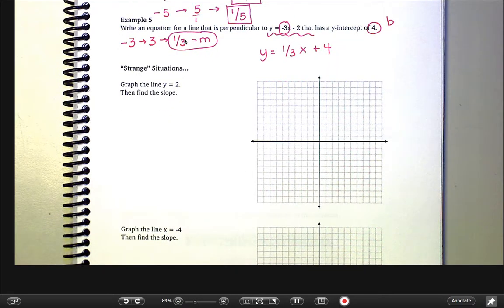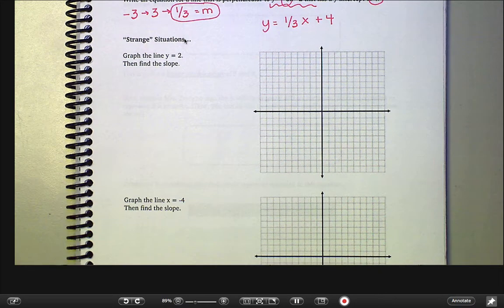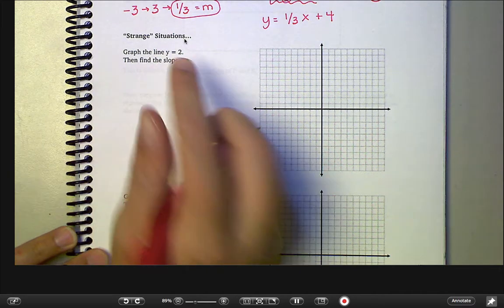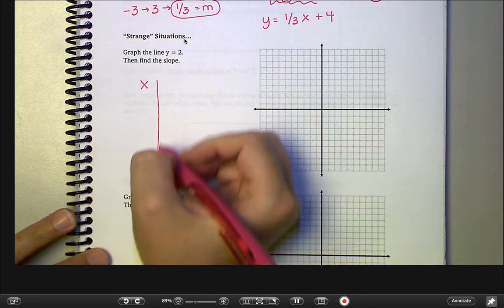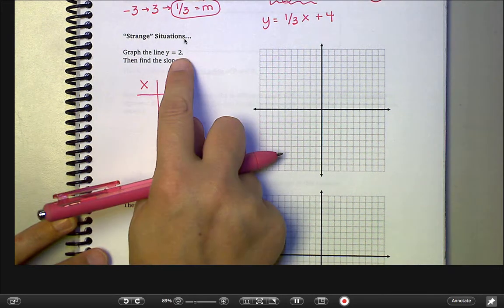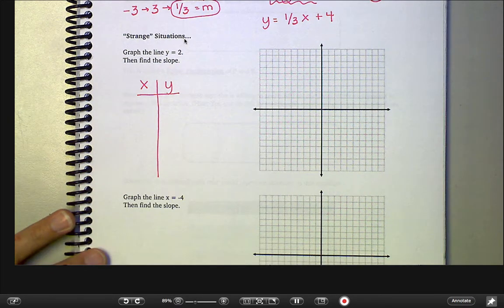Okay, two more quick things and then we're done. Let's think about these lines that only have one letter in them instead of two. So for example, y equals just the number 2. If we were to think about this in an XY table, what this is saying is x can be anything you want, y always has to be 2.